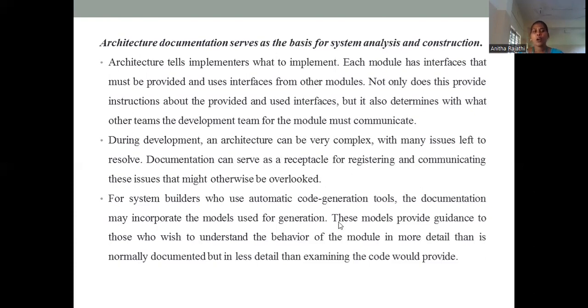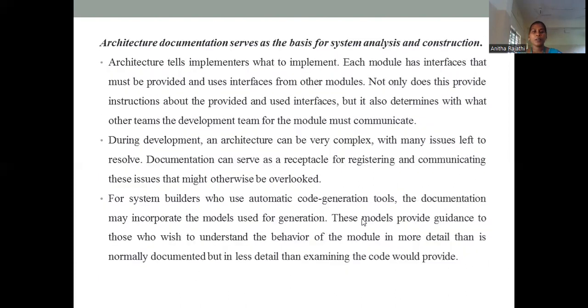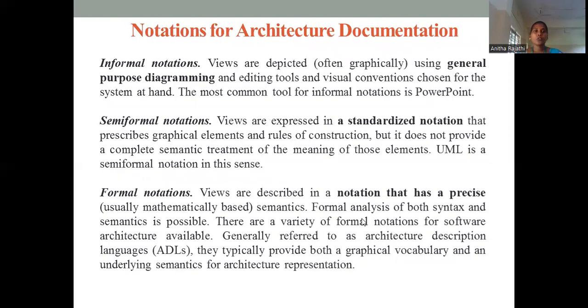And for the system builders who use automatic code generation, the document may incorporate models used for generation. Yes, if the application uses automatic code generation, the documentation can also incorporate the earlier, already used codes or documentation, so that the one who is developing now can be influenced by all those things. So that is the documentation for analysis and construction.